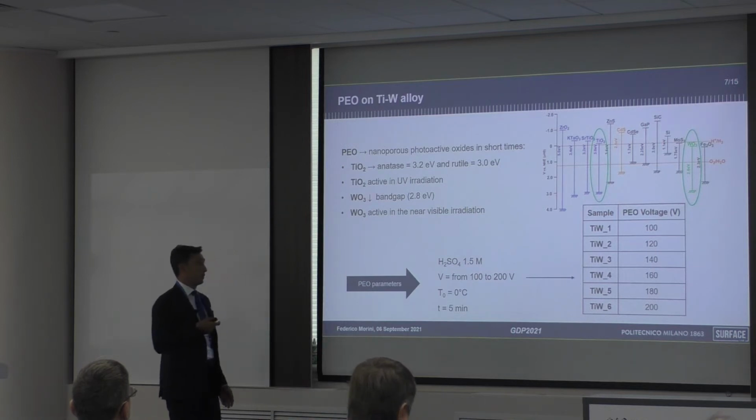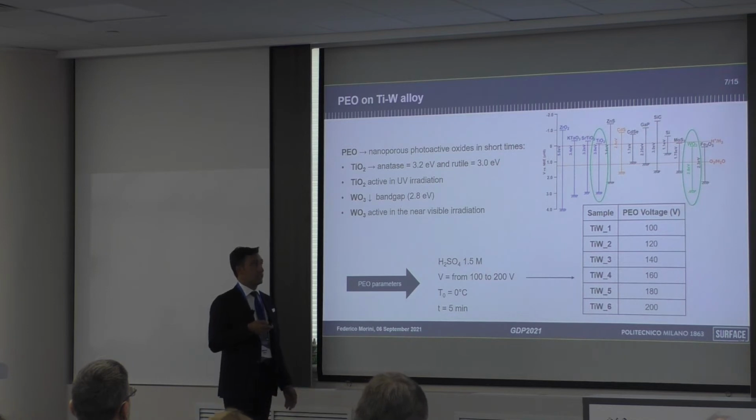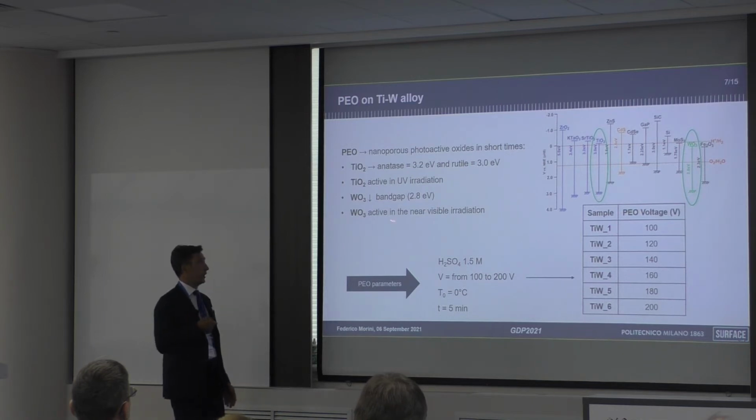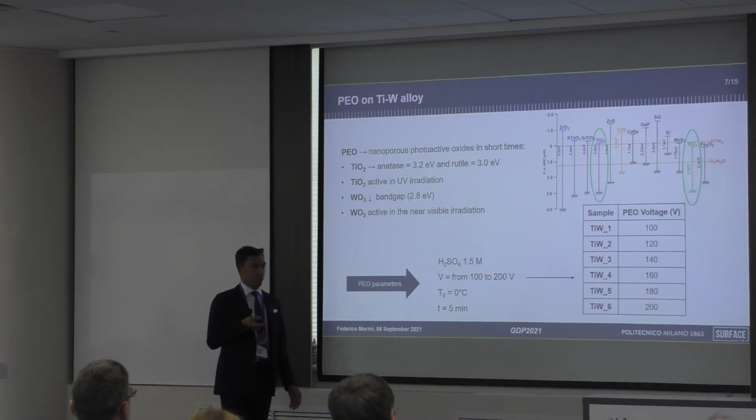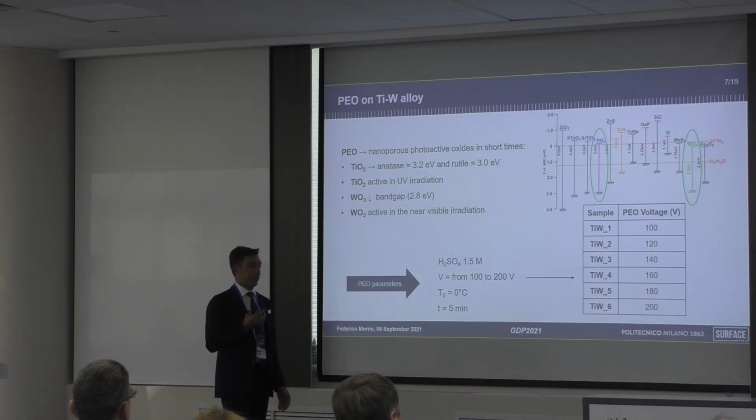And because among all the possible oxides of tungsten, tungsten trioxide is the most interesting from the photocatalytic point of view because it showed a lower band gap and also a shifted band gap that makes it more active in near visible irradiation. So we did the plasma electrolytic oxidation on these materials using a 1.5 molar sulfuric acid solution with an initial temperature of 0 degrees and for 5 minutes, applying a voltage from 100 to 200 volts with a step of 20 volts per sample.